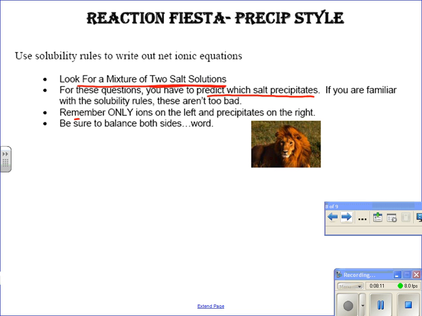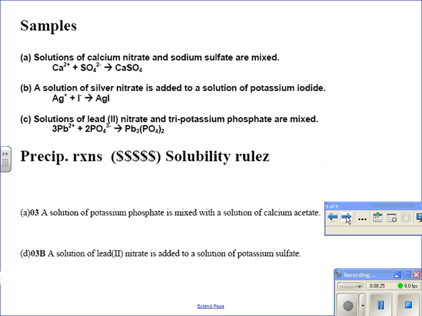The way you do this is you're going to write only the ions that make up the precipitate on the left, and the precipitate actually shown together on the right. And then the last thing is in AP, we always want to balance both sides. So let's take a look at one of them. For example, solutions of calcium nitrate and sodium sulfate are mixed.